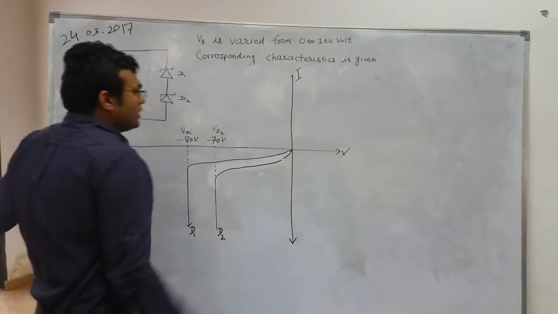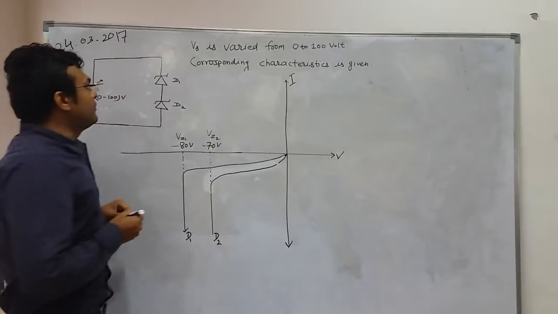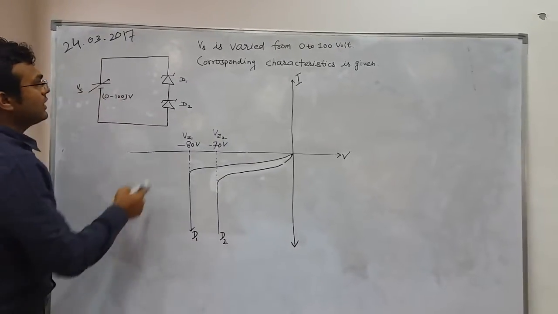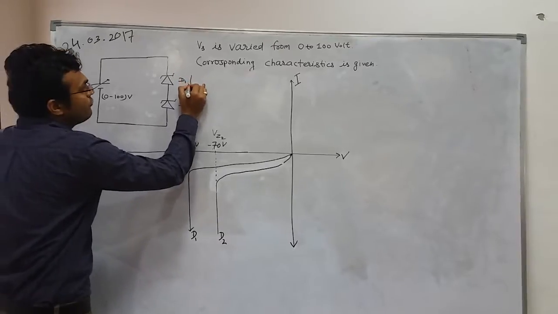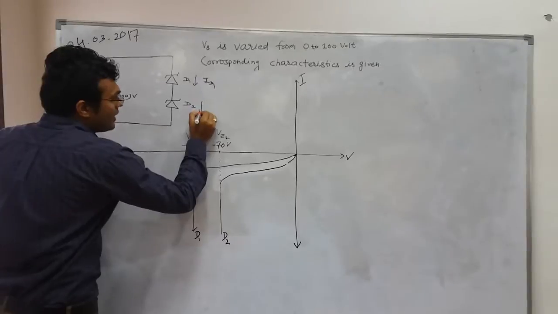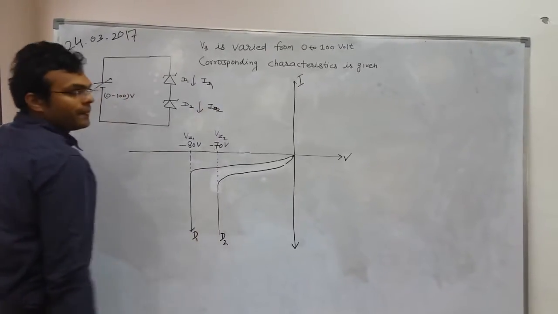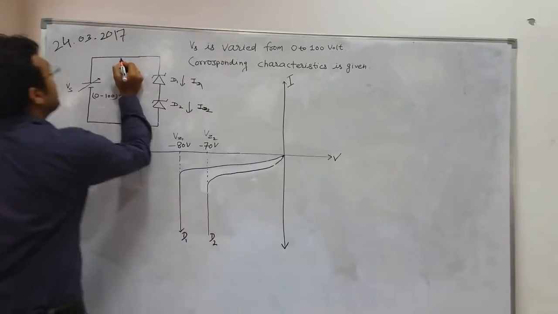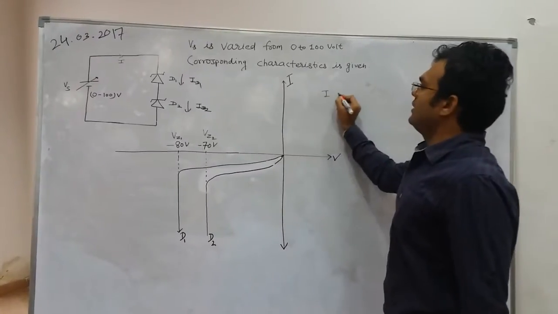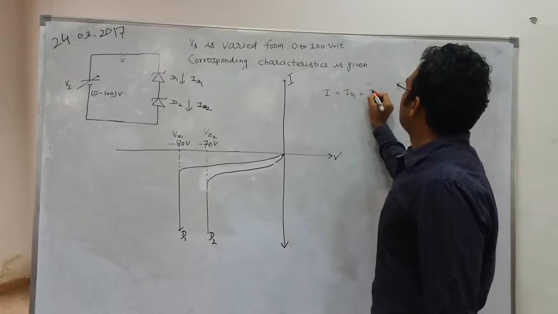the leakage current through these D1 and D2 will increase, but at the same time we know that D1 and D2 are connected in series. Definitely whatever the current which will flow through diode D1 and whatever the current through diode D2 will be equal. So I can write here the current which is flowing in the circuit is I. So this current I will be equal to ID1 equals ID2.